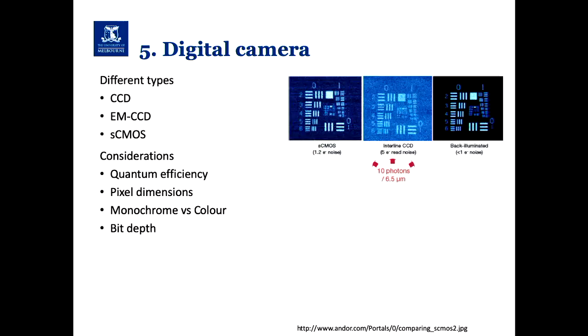Final consideration is bit depth. This is basically the number of grayscale values that you separate your image out into. If you're just imaging to generate an image, then something like an 8-bit camera is probably fine. If you're trying to quantify the data, then you probably want to stretch and get a 12 or a 16-bit camera. So you've got a little bit more information there, which will allow you to quantify a bit better. Okay, so that's the five key parts of an epifluorescence microscope. Obviously there are thousands of components, but we don't have time to go through all of those today.